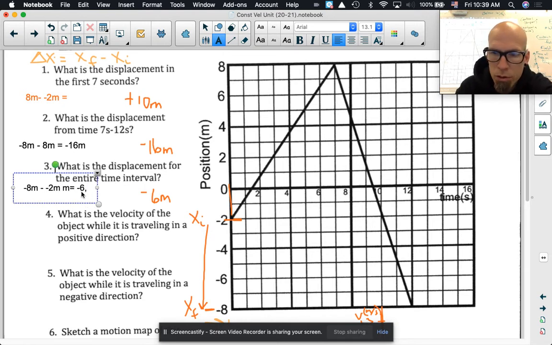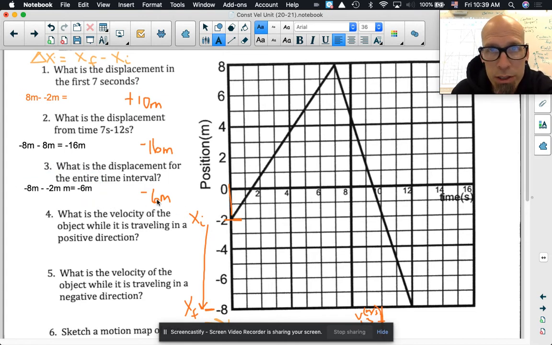-6 meters. It is exactly the same as what we just said. This right here will never be wrong. I hope that makes sense.